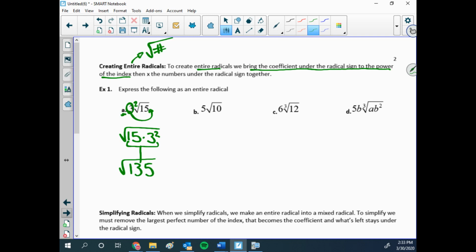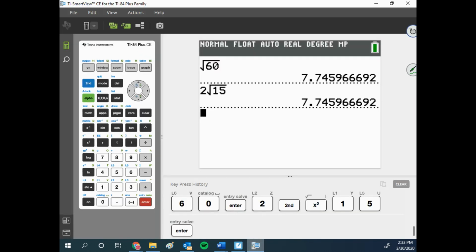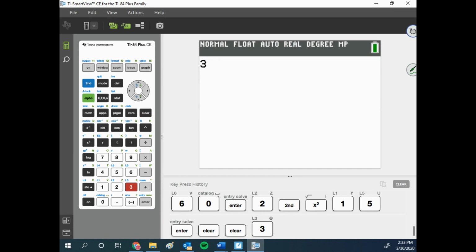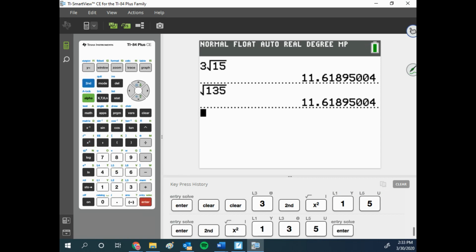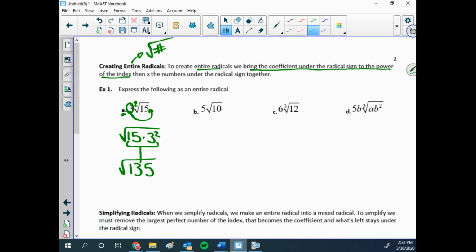I can verify that I did this right because I'll just go to my calculator and ask, what's 3 root 15? That's a mixed radical, and that's 11.6. Is that equivalent to our entire radical of 135? Yeah. Both of those decimals are irrational numbers, and they are identical. So our mixed radical and our entire radical are the same, and I know that I converted from one form to the other correctly.